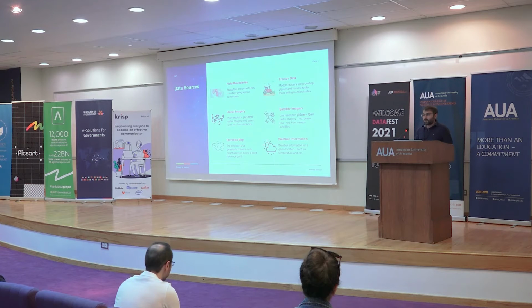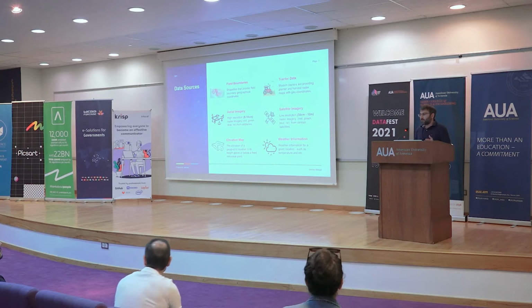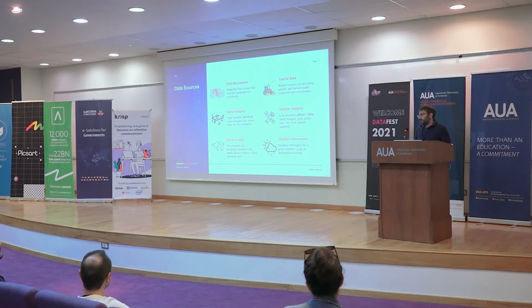So first of all, in order to be able to do something for a field, we need the field boundaries, the shapefile for the field boundaries. Then we also have the tractor data. The modern tractors are really powerful. They can provide so-called harvest and planter maps. I will talk about them in detail further on.